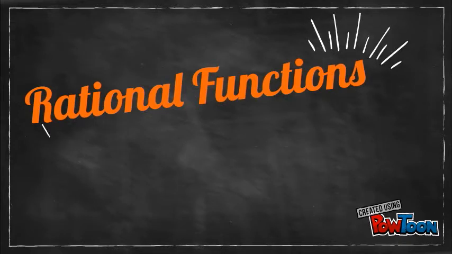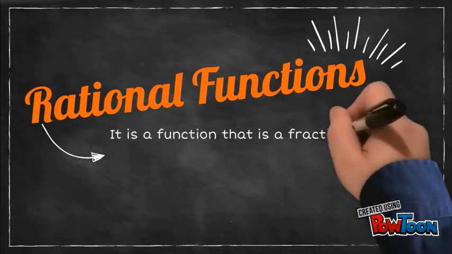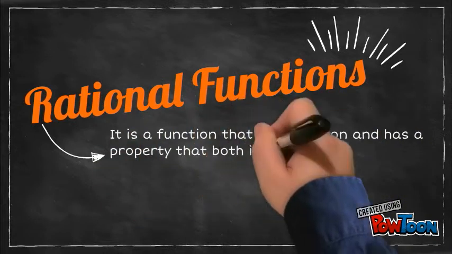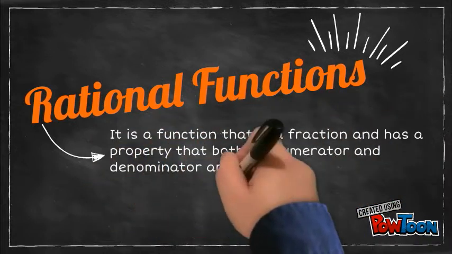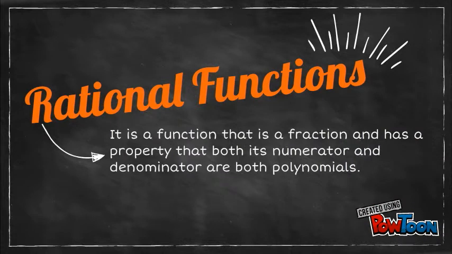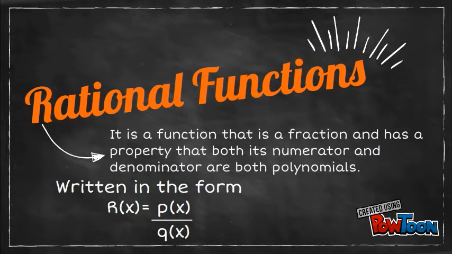Rational function. A rational function is a function that is a fraction and has the property that both its numerator and denominator are polynomials. It is written in the form r of x is equal to p of x over q of x, where q of x is not equal to 0.